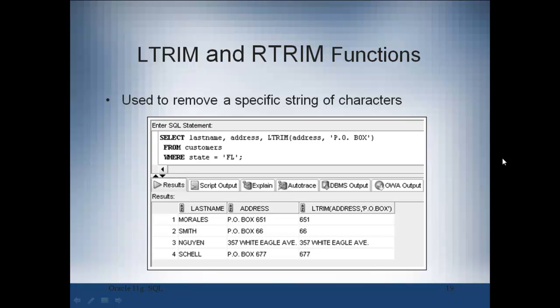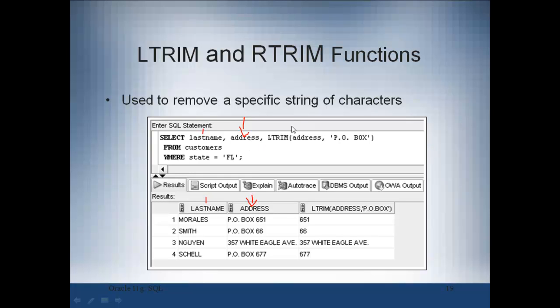Okay, the LTRIM and RTRIM functions are used to remove a specific string of characters. The LTRIM removes characters from the left end of a string of characters, and then the RTRIM would trim from the end or the right end of a string of characters. Let's look at our example. Again, our first column of results is the last name. The second column of results is the address in its entirety, untouched.